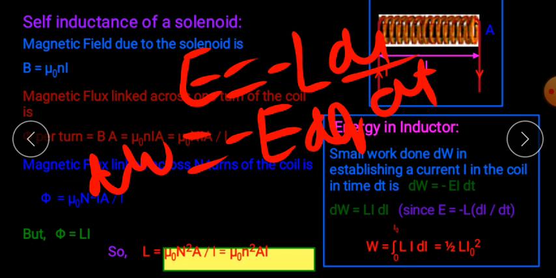Now the total work done to build up the current from 0 to the steady maximum value I naught is W equal to the integration from 0 to I naught of L i di. The integration of i is 1 by 2 i square, so W equals 1 by 2 L I naught square. This work is used to establish the magnetic field around the inductor, where it is stored as potential energy. So it is given by half L I naught square. I hope this is clear to you.